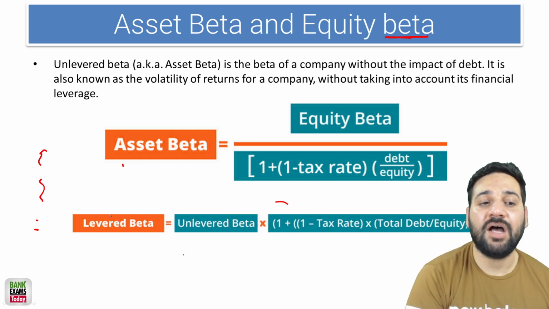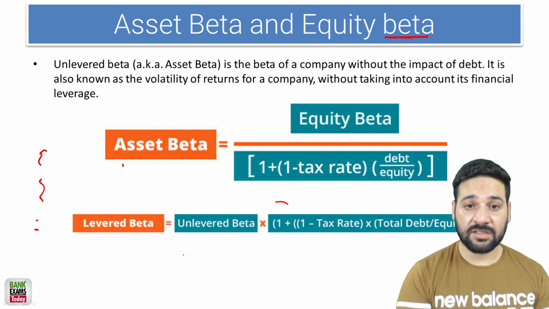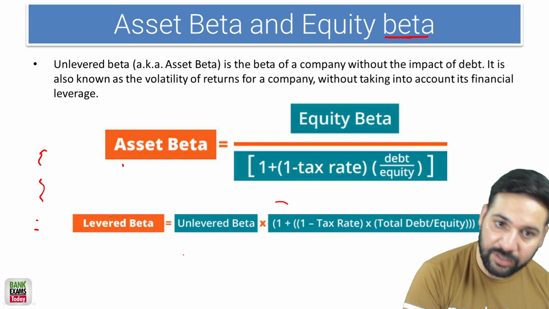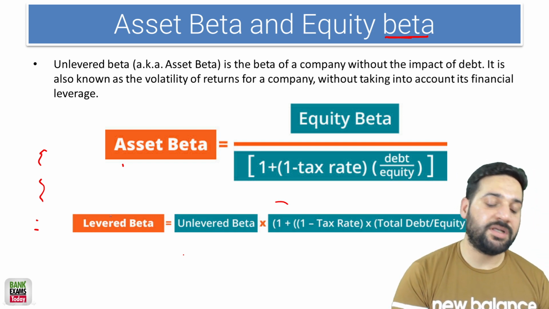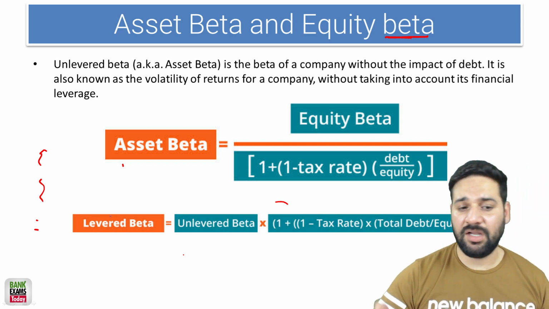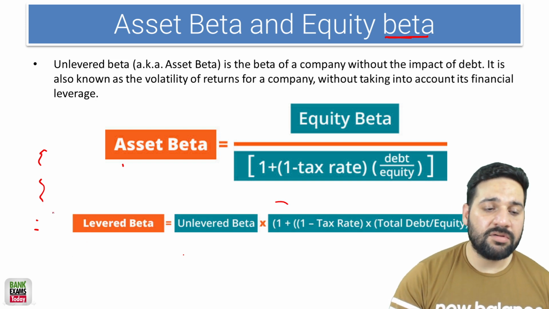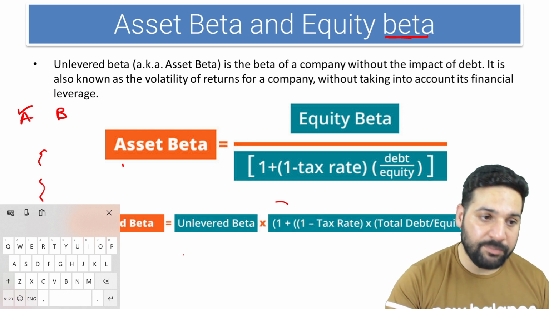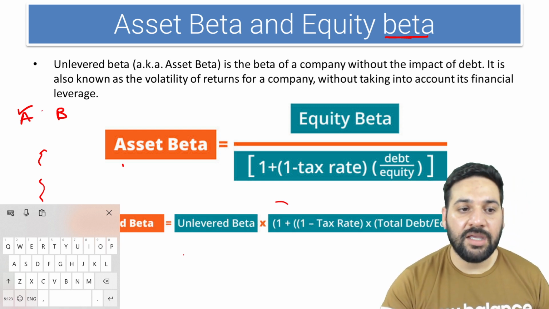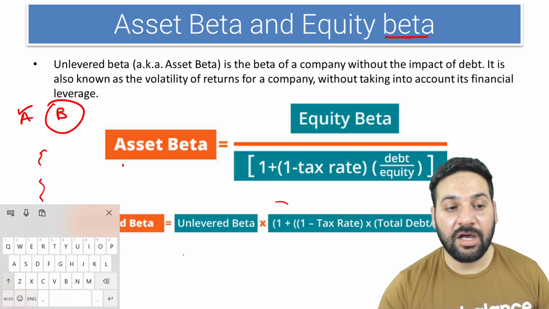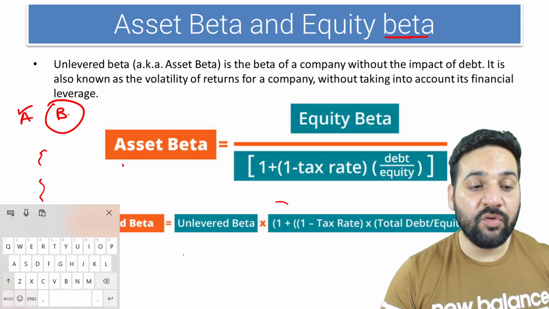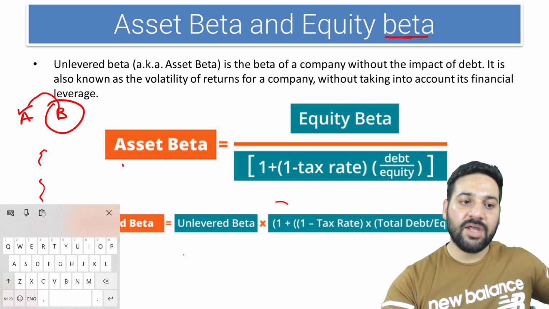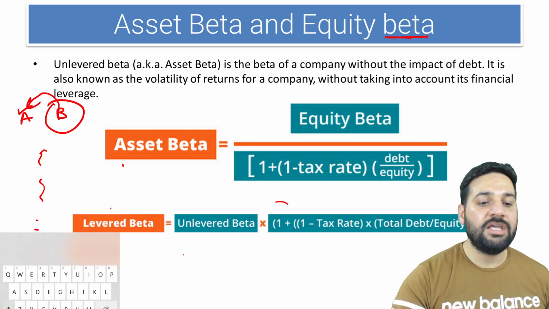As you can read, the unlevered beta or the asset beta is the beta of the company without the impact of debt, and equity beta has the impact of debt. Why is the asset beta, the unlevered beta, used? Students, there are two companies, company A and B. You want to calculate the equity beta of company A, while you have the beta of company B. Obviously you want to remove the impact of whatever loans they have taken, and then you can use that beta in the calculation of the equity beta of company A.